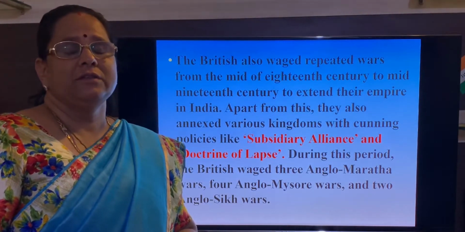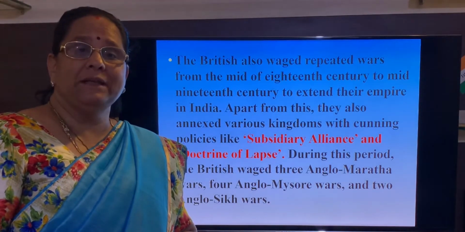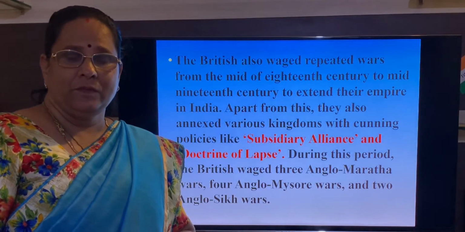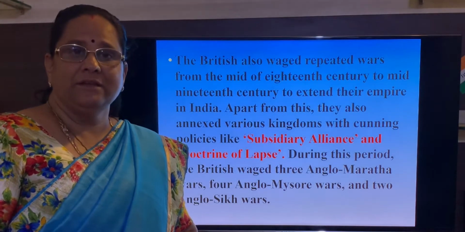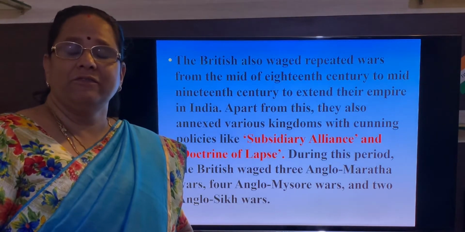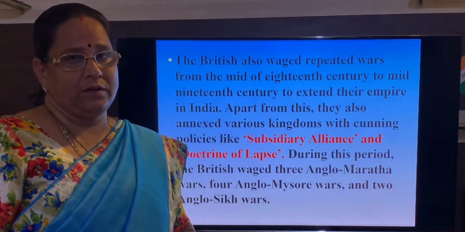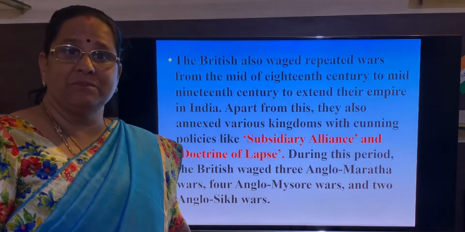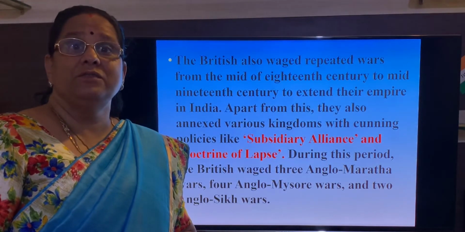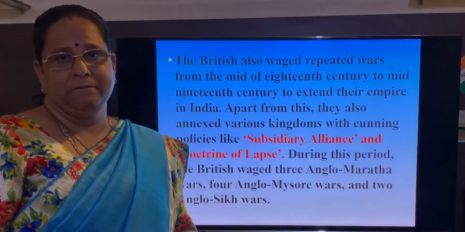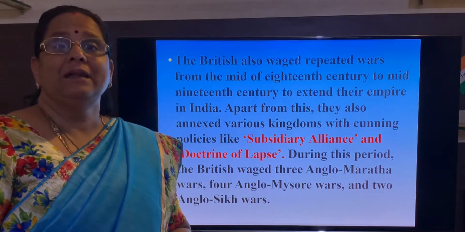So first thing is they decided to defeat all the European powers which had occupied their places in India. They were successful in defeating the European powers such as Dutch, Portuguese, French. The French they defeated in the 3 Karnataka War. After that, they decided to expand their kingdom. To expand the kingdom, they decided to defeat the Indian rulers. So the first battle they fought with an Indian ruler was the Battle of Plassey.